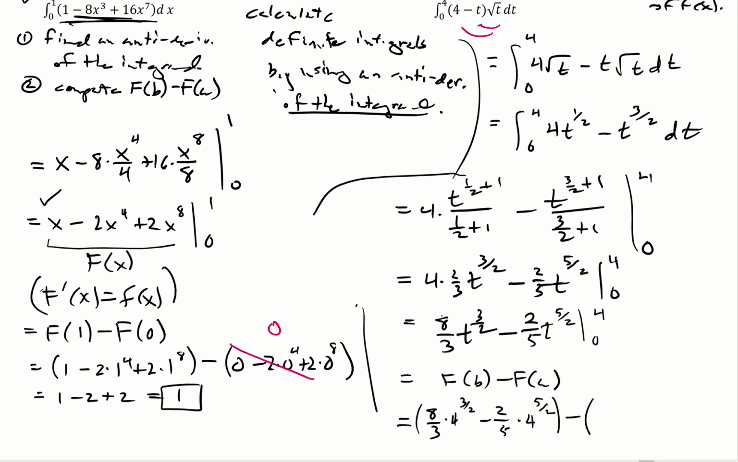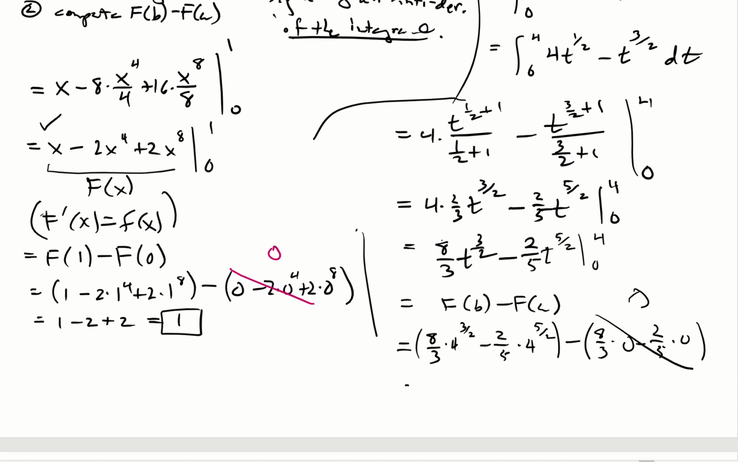And then minus over here, 8/3 times, well, this is just 0, isn't it? Minus 2/5 times, it's 0 again, that's nice. So all of that is just 0. So that happens. But what do we have here as an answer? We have 8/3. And 4 to the 3/2 is 2 is 8. Okay, minus 2/5. And 4, that's 2, that's 32.